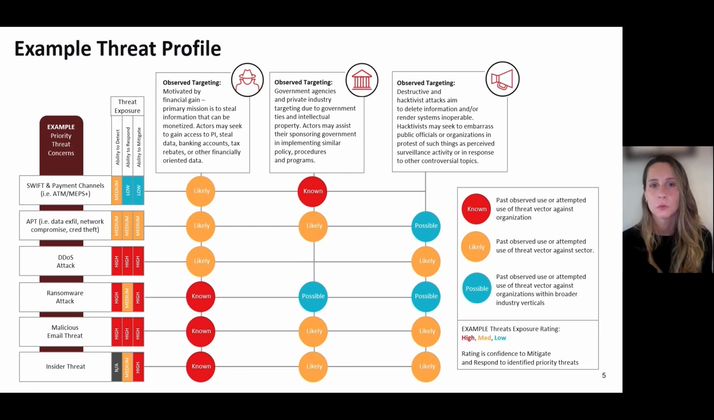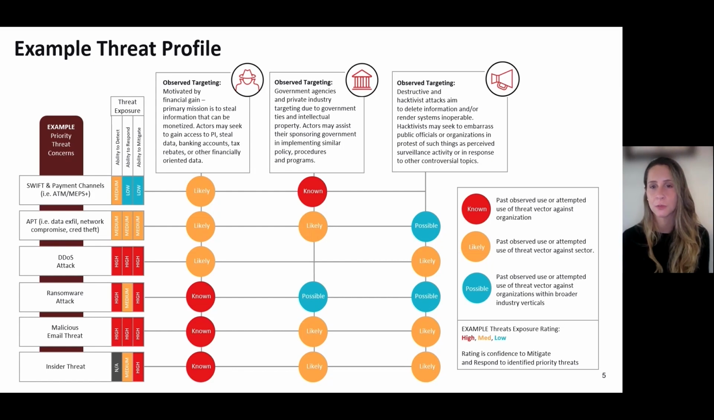So this organization has been targeted by government-sponsored actors, essentially APT groups, in relation to SWIFT and payment channels. So I would really recommend that they revisit their existing detections, mitigations, and response capabilities when it comes to these particular processes, right? SWIFT payments, because again, they have been targeted in the past. And over here, we see this organization is likely to be targeted by financially motivated actors.